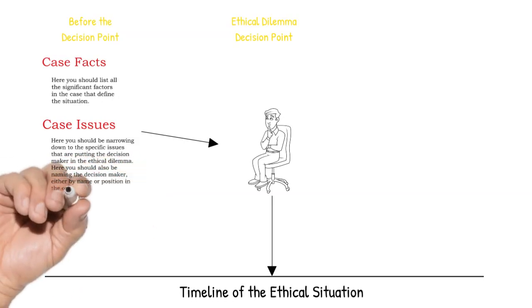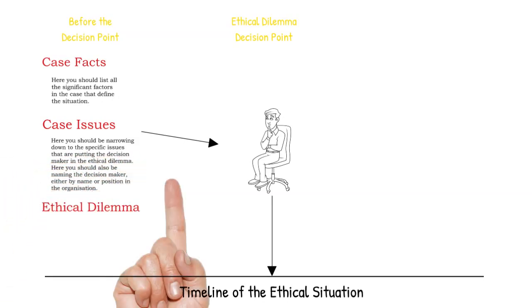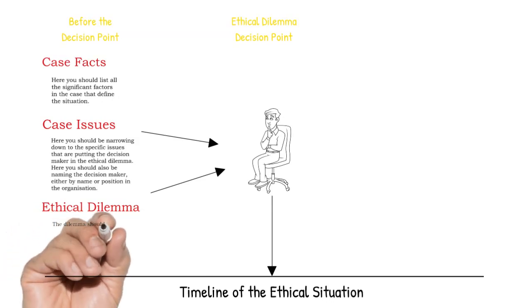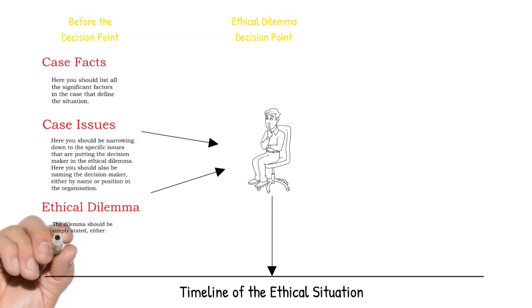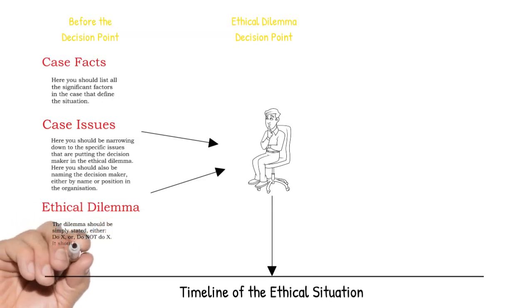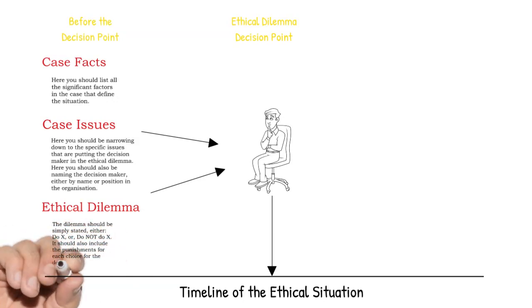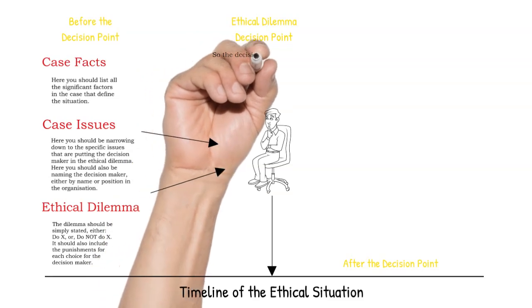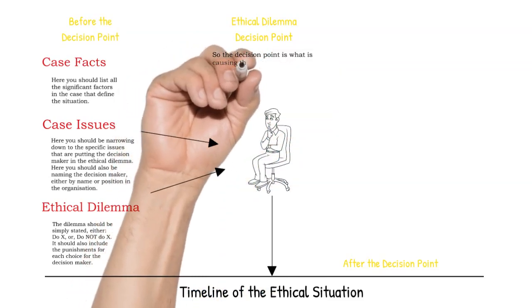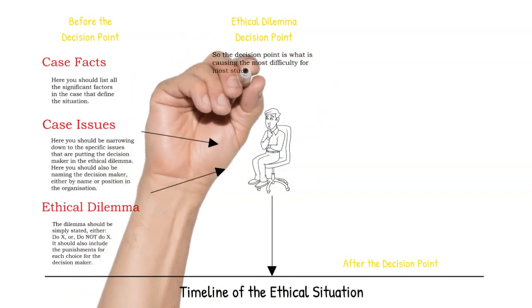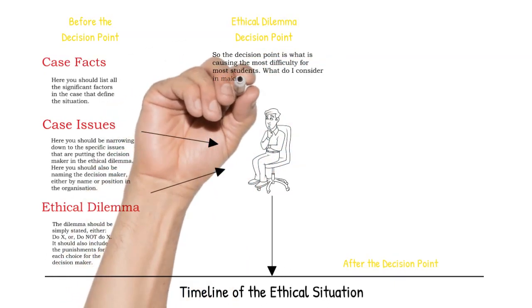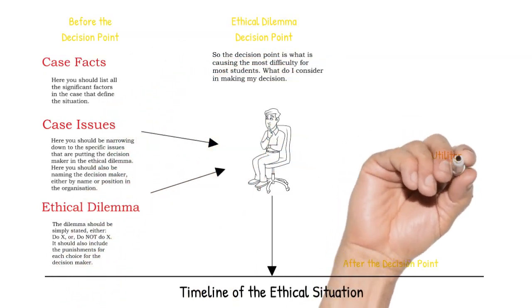Next, you define the ethical dilemma. The dilemma should be simply stated, either do X or do not do X. It should also include the punishments for each choice for the decision maker. So the decision point is what is causing the most difficulty for most students. What do I consider in making my decisions?